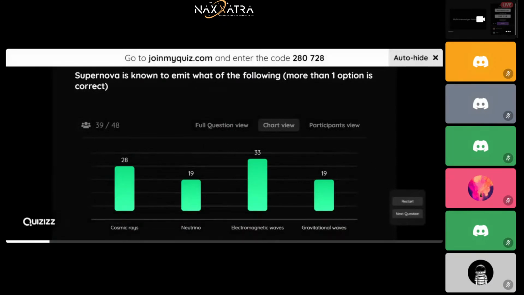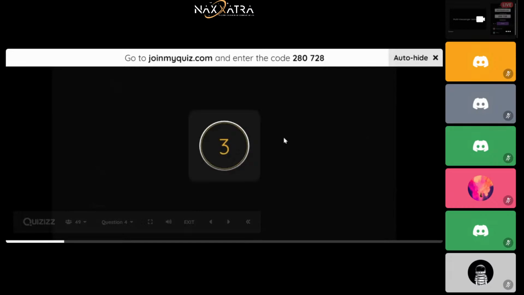Many are not able to answer, but I'm telling again and again, please answer before the timer goes. You can see the timer on your device. So the next question.